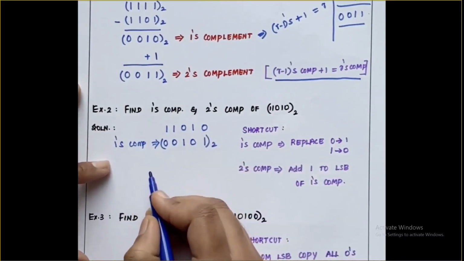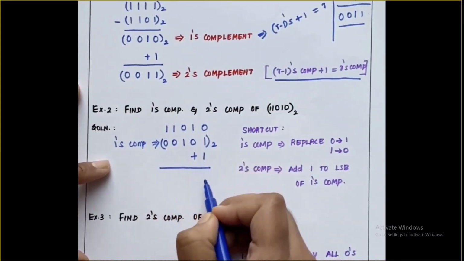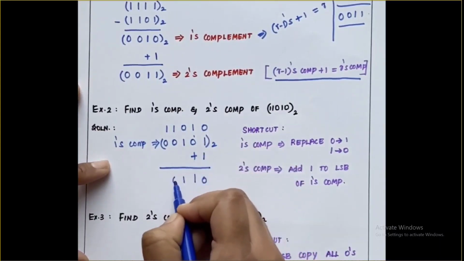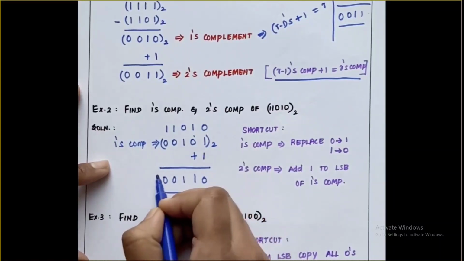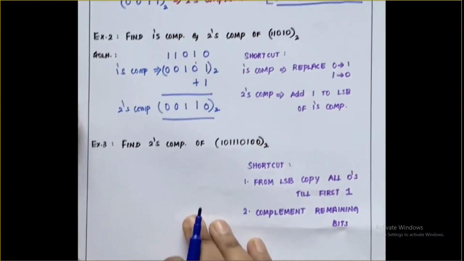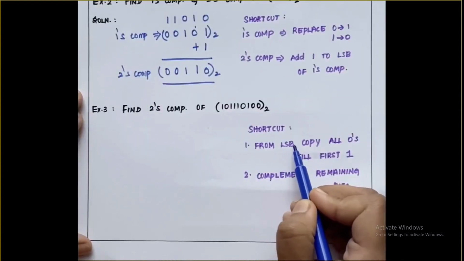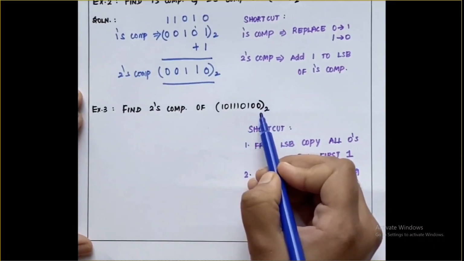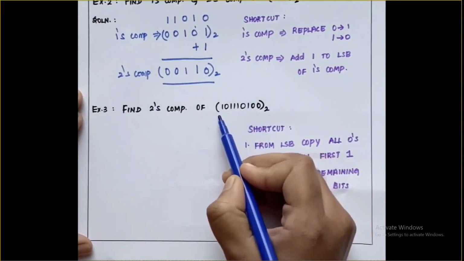To get the 2's complement, add 1 to the last bit. So 1 plus 1 is 0, remainder 1, and then 1 1 0 0. So 00110 will be the 2's complement answer. Let us solve one more example. From the LSB, copy all the zeros till the first one. This is to find the direct 2's complement.